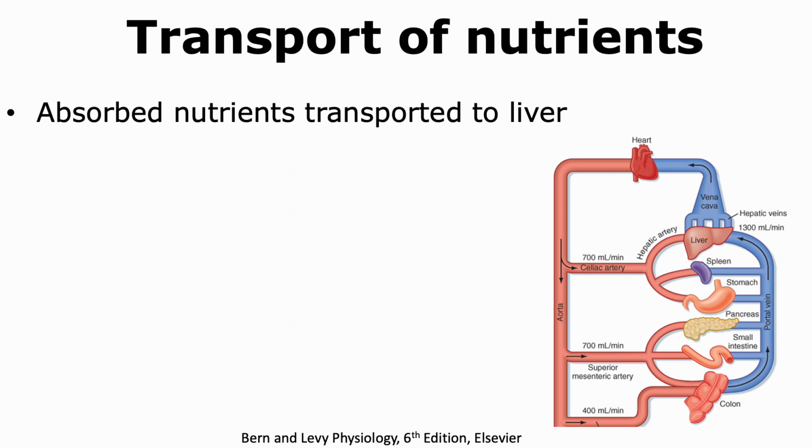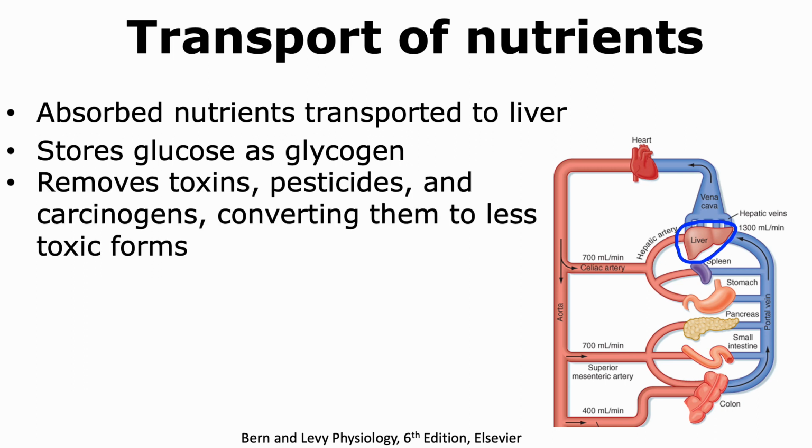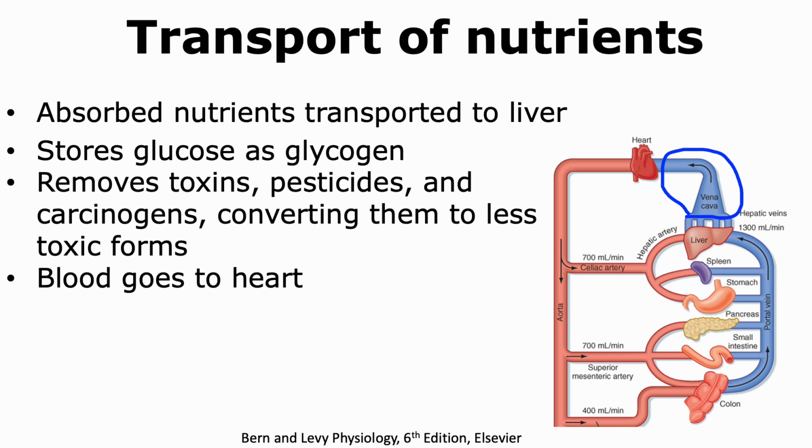The nutrients that have been absorbed by the different intestinal cells are transported to the blood, and this blood then moves to the liver. Once it reaches the liver, there are different things that can happen. The liver can store glucose as glycogen, but it also filters the blood to remove any toxins, pesticides, or carcinogens by detoxifying these compounds. Ultimately, the blood from the liver will go to the heart through veins.